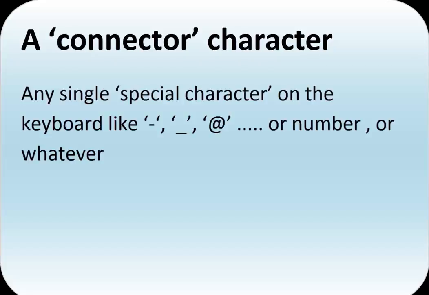Now let's deal with the second component of our strategy, namely a connector character. This can be any single special character on the keyboard like hyphen, underscore, comma, symbol at, or a number, or whatever. A suggestion would be to use the symbol at or the number 4 for a reason that will become clearer later on. For now, depending upon your seed word, you may have only covered 3 of the character sets, and either symbol at or number 4 would complete the use of 4 character sets so far.